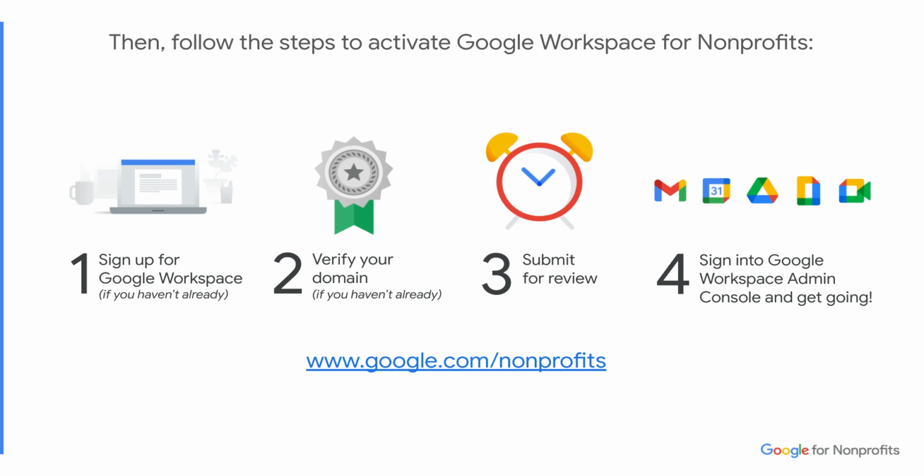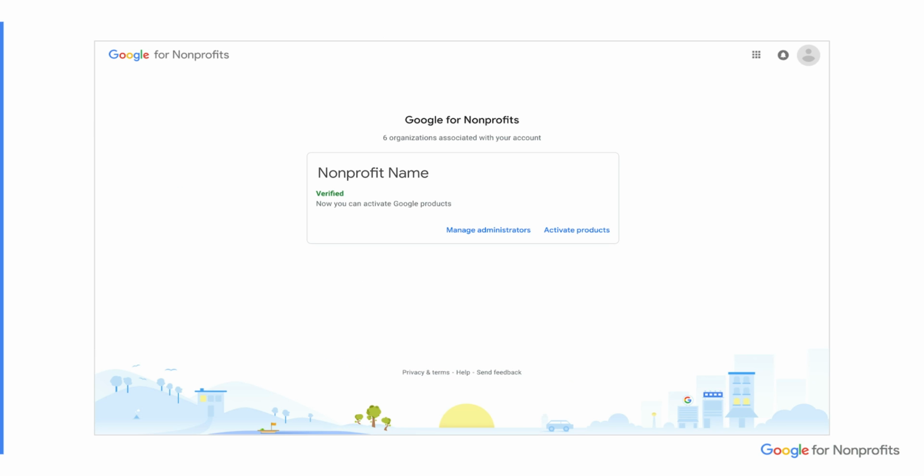Once you have a Google for Nonprofits account and you sign in to that account, you'll be walked through these steps to activate Google Workspace for nonprofits. The first step is to sign up for Google Workspace if your organization hasn't already. You'll verify your domain, and we'll talk a bit more about what that means. You'll submit that domain to our team for review. And then once you're approved, you can sign into Google Workspace in the admin console and get started using things like Gmail to power your nonprofit.